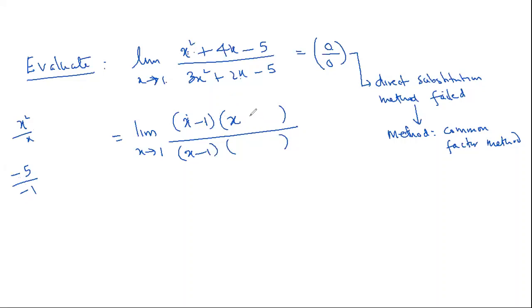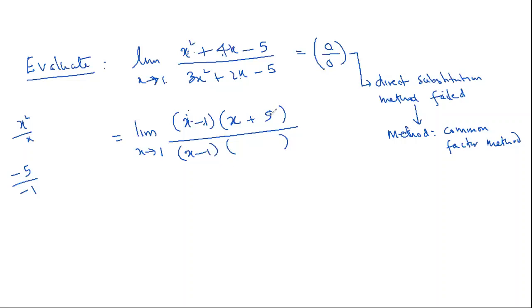How much do you get? Plus 5. Now just open it mentally and see whether you're getting the numerator or not. x into x, you get x square. x into 5 is 5x, minus x, 5x minus x will give you 4x. Minus 1 into 5 will give minus 5. Did you understand?